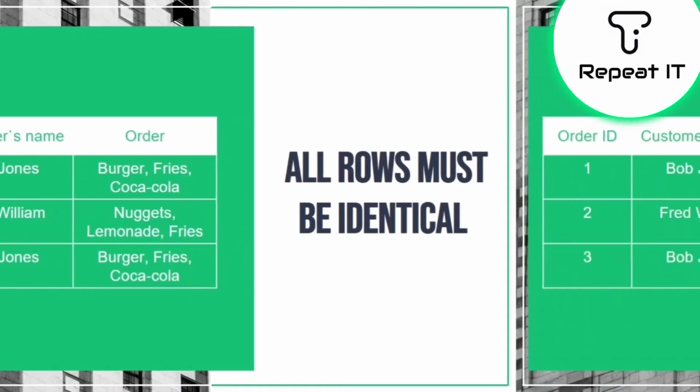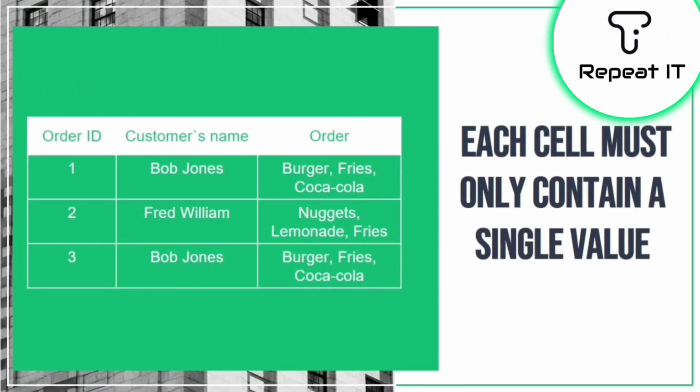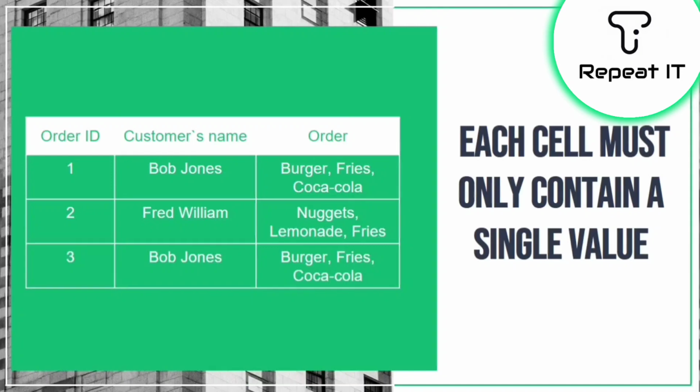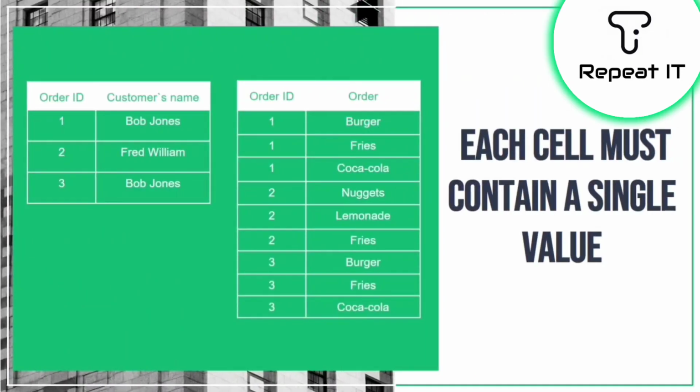Let's look at the second part. Each cell should contain only one value. As you can see here, the order cell contains more than one value. It contains three elements. The numbers at the beginning of each row are the actual order IDs. What we need to do is move the ordered products to a separate table so that there is only one item in each row. Let's take a look. It will look something like this.